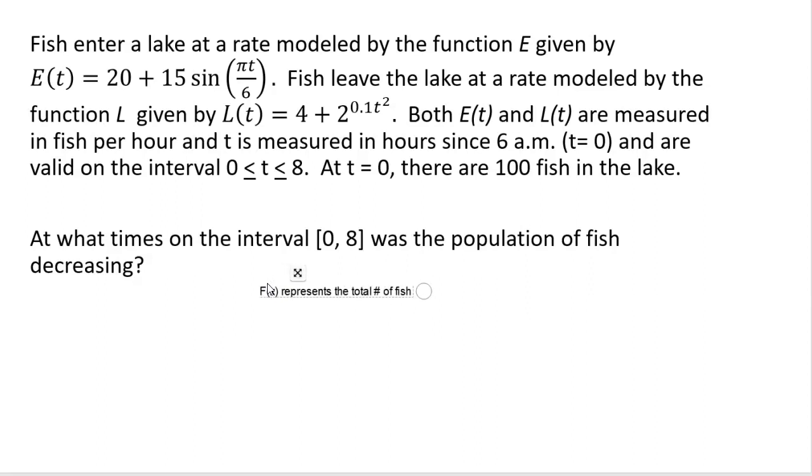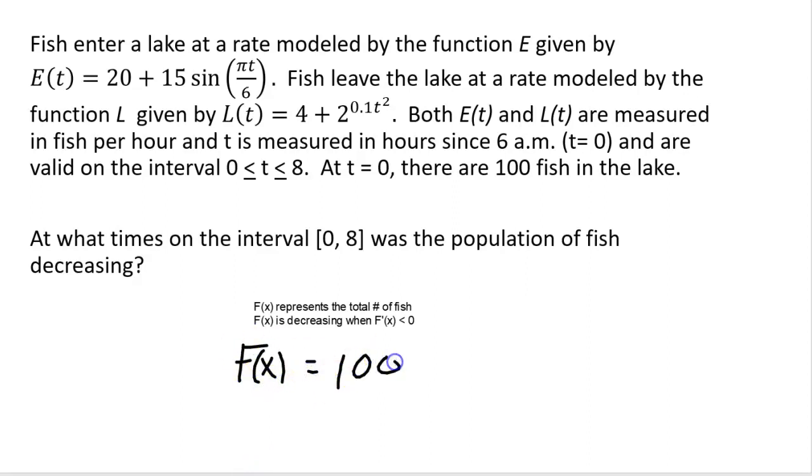We saw that on our very first question. We created this function that tells us the total number of fish. And we also know that the total number of fish, f of x, is decreasing when f prime of x is less than 0. Now, we saw also back on our very first question here that f of x is equal to 100 plus the integral from 0 to t of e minus L.